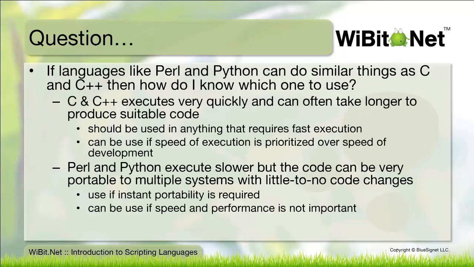So let me ask you a question, Jason. If languages like Perl and Python can do similar things as C and C++, then how do I know what language I should be using?